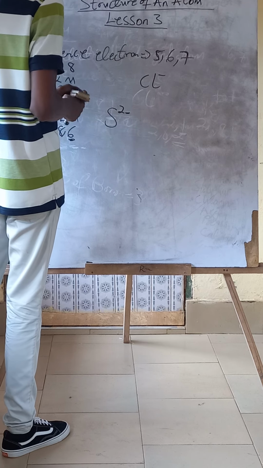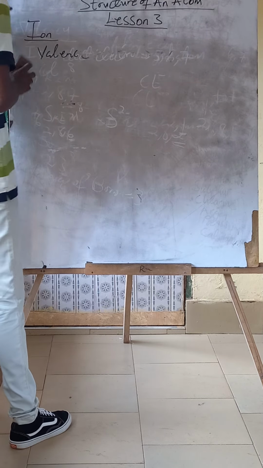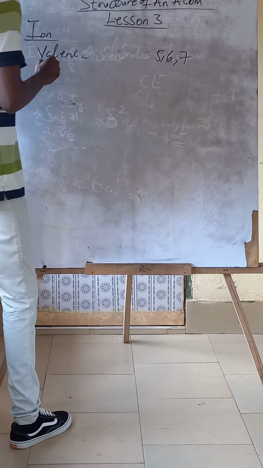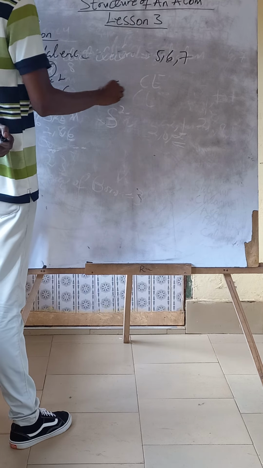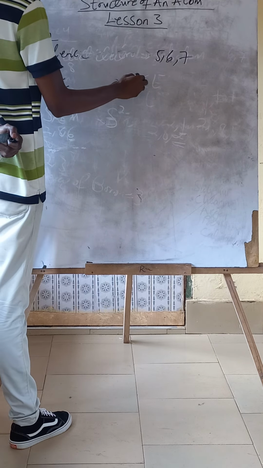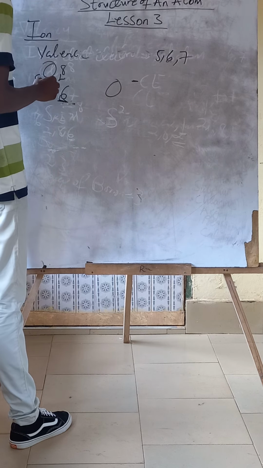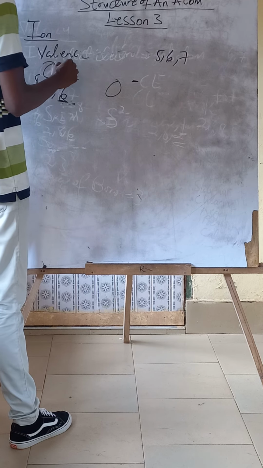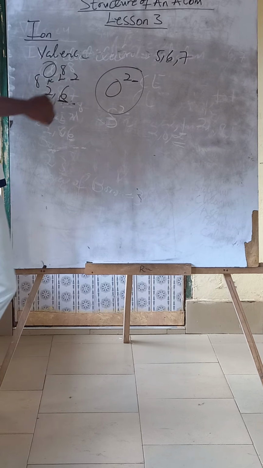Let me consider oxygen. Oxygen, atomic number 8. K shell, L shell. Because the valence electron is 6, it means it is going to receive electrons. When it receives, it becomes negatively charged. The L shell takes a maximum of 8, but now it is taking 6, so it needs an extra 2 to become 8. So you put a 2 there. So this is the ionic state of oxygen, O 2 minus.